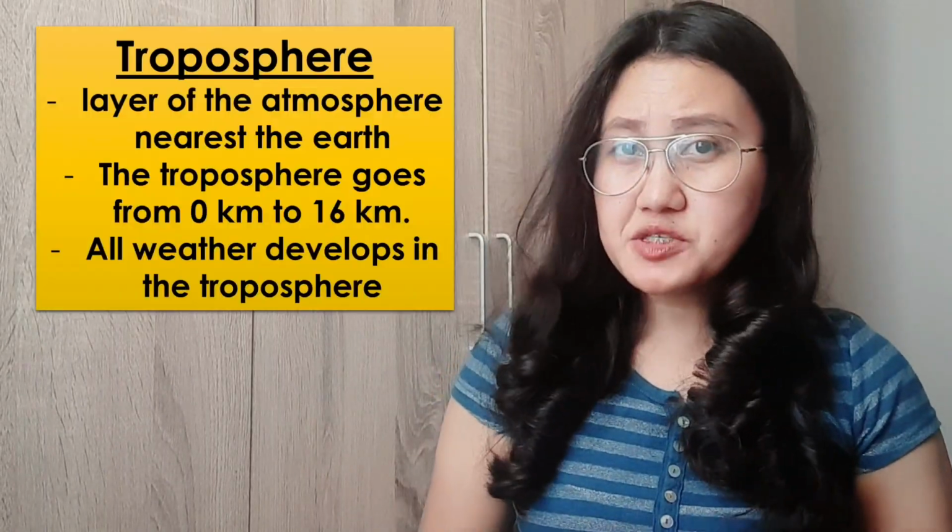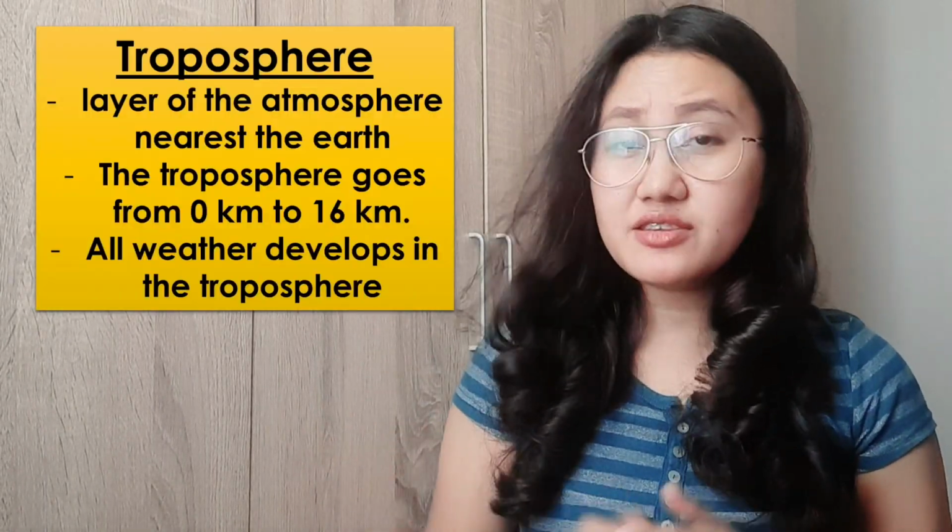Okay, so sige, isa-isahin natin kung ano ba ang meron sa bawat layer nitong ating tinatawag na atmosphere. So, simulan natin sa pinakamababang layer ng atmosphere o yung pinakamalapit na layer sa ating mundo. At ito ang tinatawag natin na troposphere. Ano bang meron sa troposphere? So, yung troposphere, this is the layer of the atmosphere nearest to the Earth.